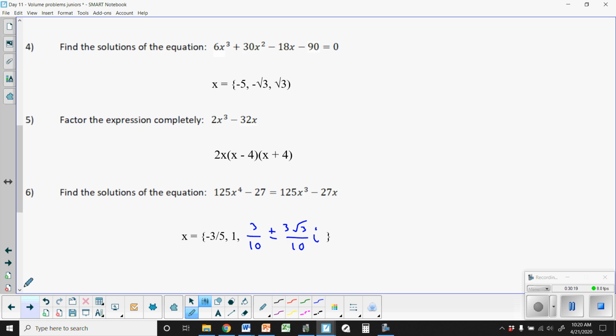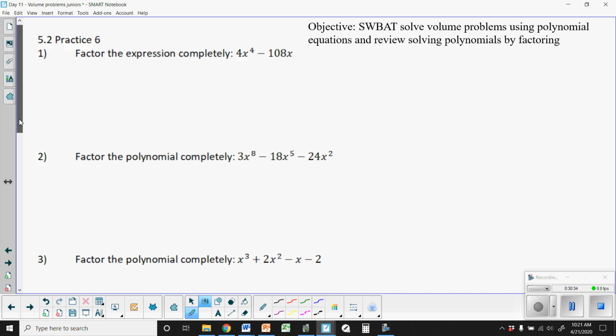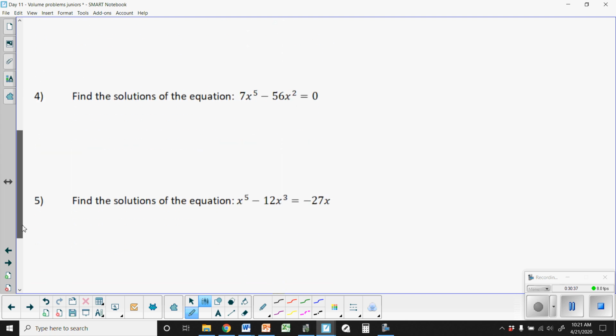All right, and then your homework assignment for next time, 1, 2, and 3. Notice what they say. Factor the expression. Oh, factor the polynomial. Factor the polynomial completely. Make sure you have all those factors. And let's look at 4, 5, and 6.